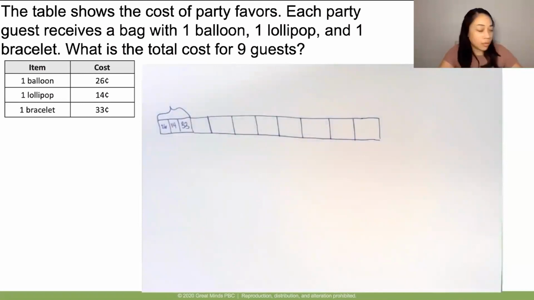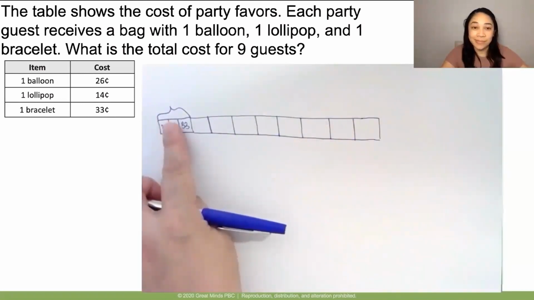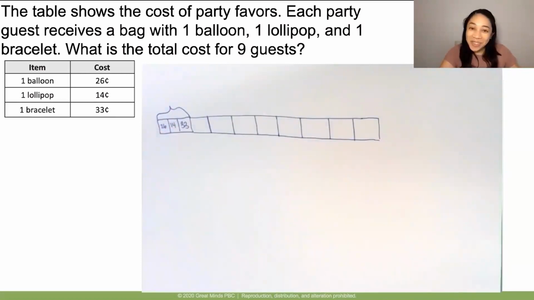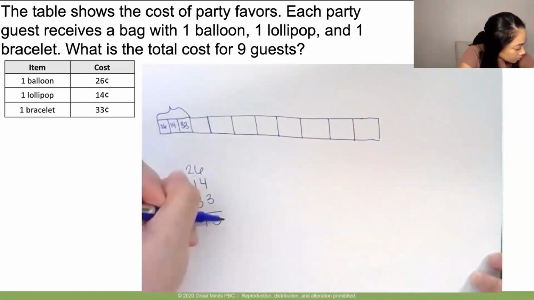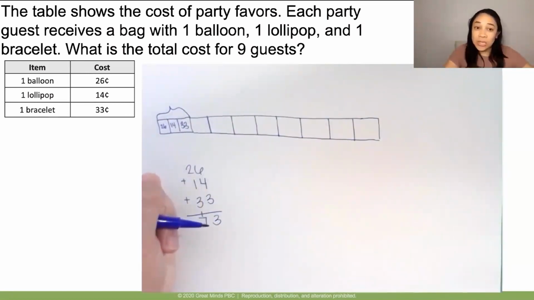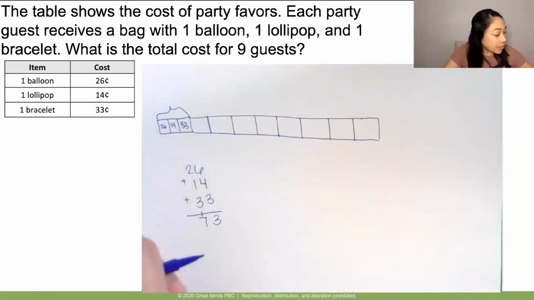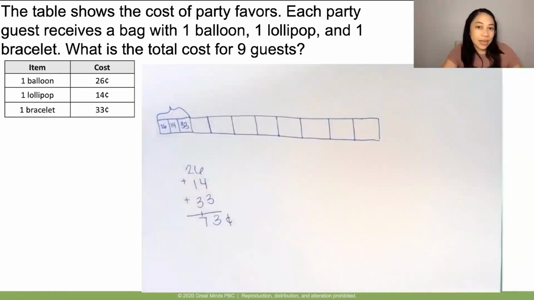How can we determine the value of 1 unit? We could add 26 cents plus 14 cents plus 33 cents. Do this with me now. What is the cost for 1 bag for just 1 guest? It would cost 73 cents. Is this what the word problem is asking us to solve? No, we need to find the total cost for all 9 guests.